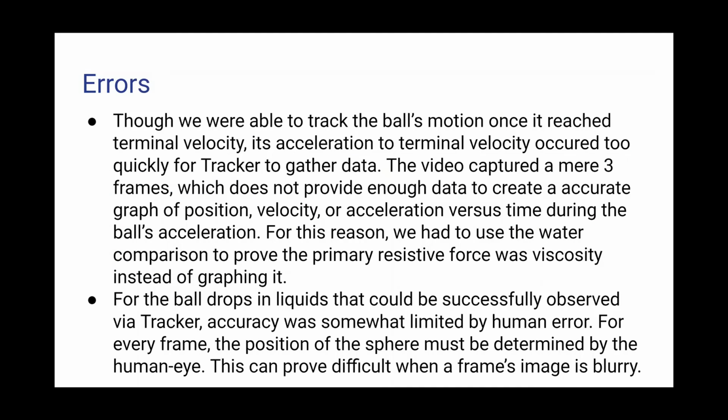So we did encounter a few errors. As Titus briefly mentioned, though we were able to track the ball's motion once it reached terminal velocity, prior to that, the ball moved too quickly for Tracker to gather data, and this is because the video only captured 3 frames, which isn't enough to create an accurate graph of position, velocity, or acceleration versus time. And then secondly, we were limited somewhat by human error, because in Tracker, for every frame, the position of the sphere must be determined by the human eye, which can be difficult if the frame is blurry.